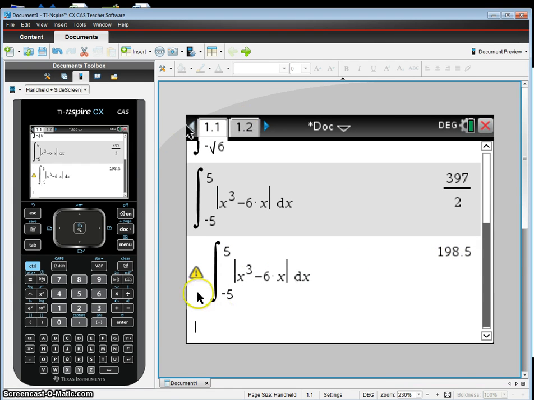So what you should prefer to do is use this part in your calculator to find definite integrals using the TI Nspire. All right, catch you later, folks.